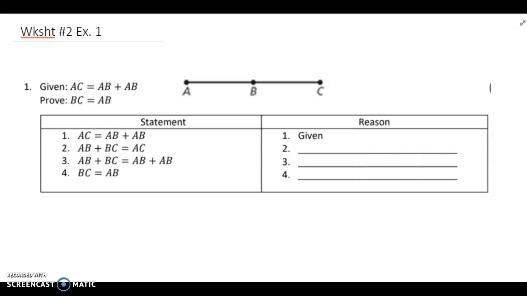All right, so here's example 1. Notice the entire left-hand column is given to us, but hardly any of the right-hand column is. So we have to fill in all these blanks. AC equals AB plus AB. That's given, guys. That came straight from here, so 1 is just this. Now 2 says AB plus BC equals AC. So let's look at this here: AB plus BC equals this whole thing, AC.